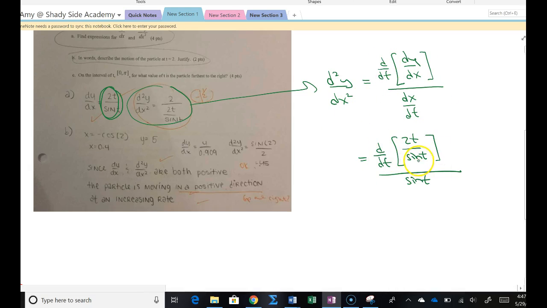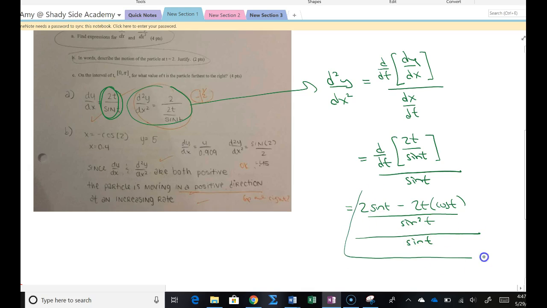Now, we obviously can't leave it like this. You have to actually take the derivative with respect to time of this. That requires the quotient rule. So 2 sine t minus 2t times cos t, all divided by sine squared t. This right here is just the derivative of this, all over sine t. Okay, so this here is your d squared y by dx squared.